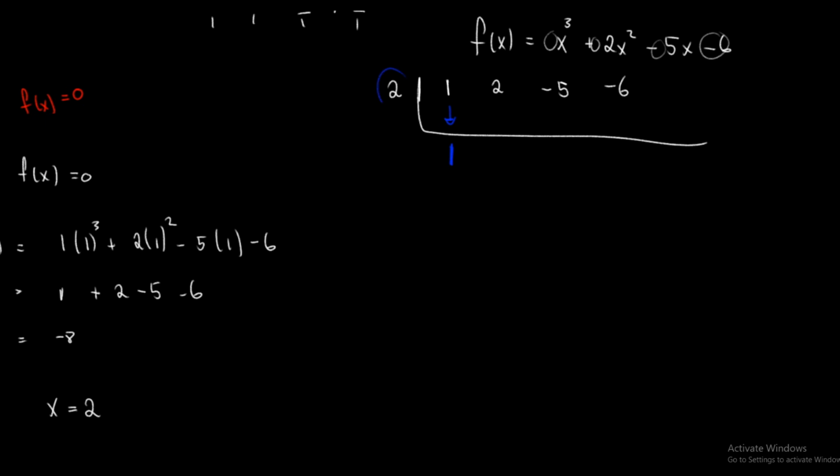What we then do is take this 2 and multiply it by the 1 and write the new value in this spot. So the first number you always bring down. 2 multiplied by 1 is 2. Then we add downwards. So 2 plus 2 is 4. Now I'm going to repeat the process. 2 multiplied by 4 gives me 8, and I'm going to add downwards again. That gives me 3. Then 2 multiplied by 3 is 6, and negative 6 plus 6 is 0.